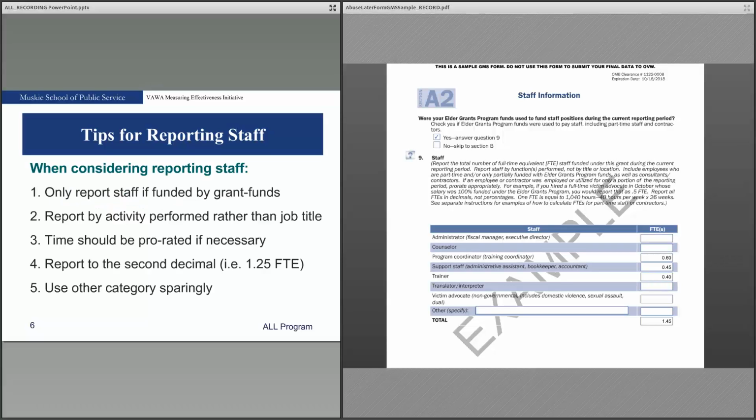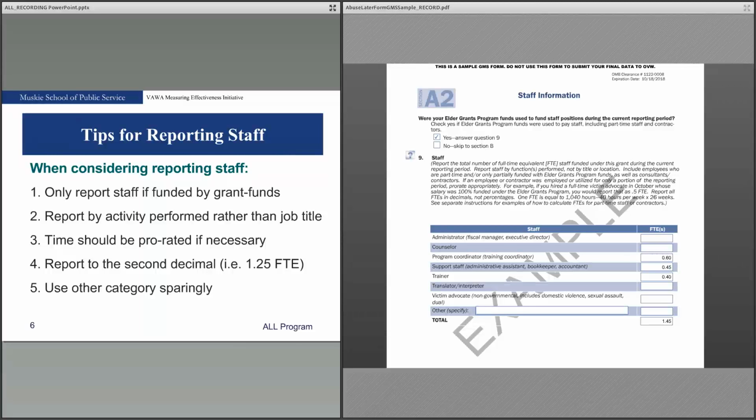Report by activity performed rather than by job title. If staff members fall into two or more categories, divide FTEs among the applicable categories. Staff time should be prorated if necessary. For example, when someone is part-time, was hired partway through the grant period, is a contractor, or is full-time but only partially funded by ALL program funds.